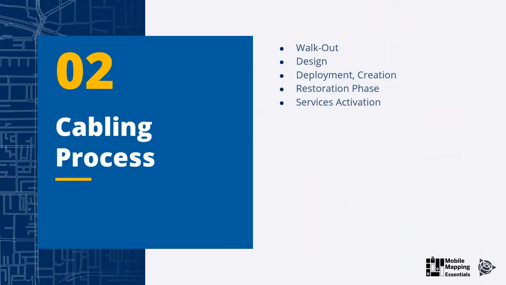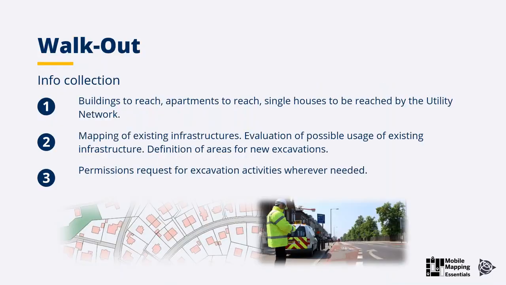Now, that said, which are the steps that need to be considered when a company is working on a project to deploy such a utility? This consists of different steps, which you can find listed here: the walkout phase, design phase, deployment, restoration, and services activation. Let's quickly have a look at these different steps.